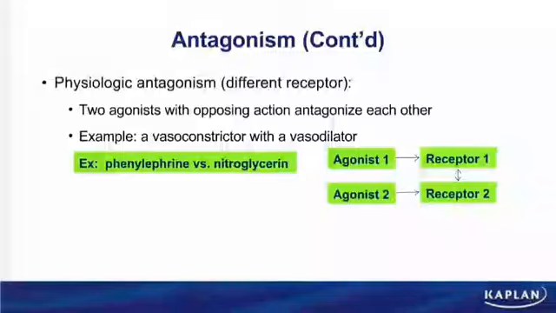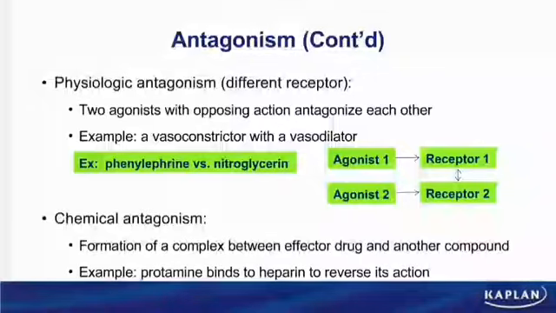For example, on the heart, muscarinic M2 receptors stimulated by acetylcholine are going to slow the heart down, whereas beta-1 receptors stimulated by norepinephrine are going to increase the heart rate. Opposite effects, that's what we call physiologic antagonism.